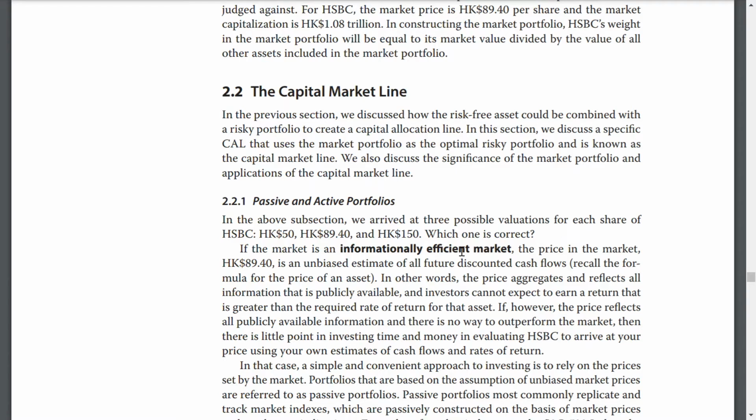In the above subsection, we arrived at 3 possible valuations for each share of HSBC: Hong Kong $50, Hong Kong $89.4, and Hong Kong $150. Which is correct? If the market is informationally efficient, the price in the market, Hong Kong $89.4, is the unbiased estimate of all future discounted cash flows. In other words, the price reflects all information that is publicly available, and investors cannot expect to earn a return that is greater than the required rate of return for the asset.